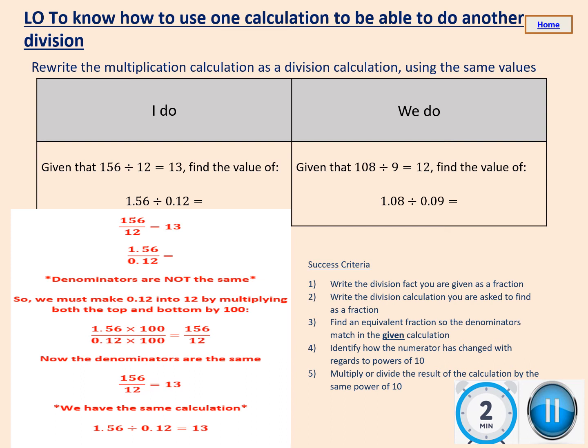Now the denominators are the same. So 156 divided by 12 equals 13. We now have the same calculation. So 1.56 divided by 0.12 equals 13. Pause the video, copy that down, and then have a go at the we do.